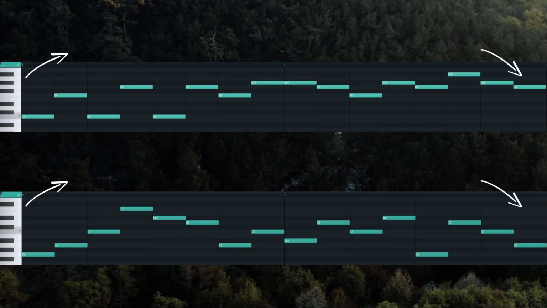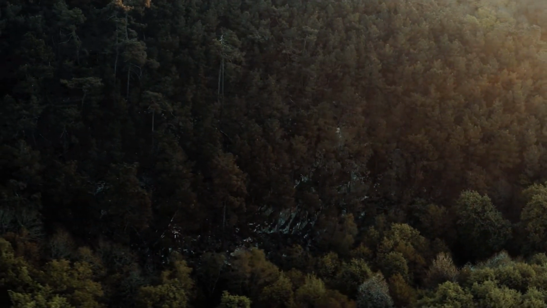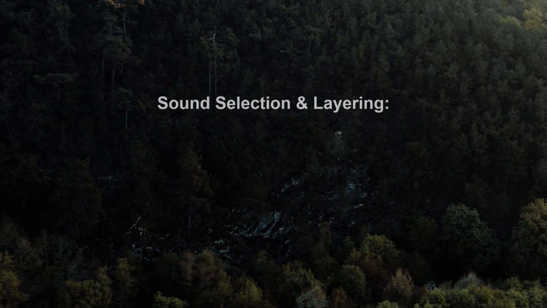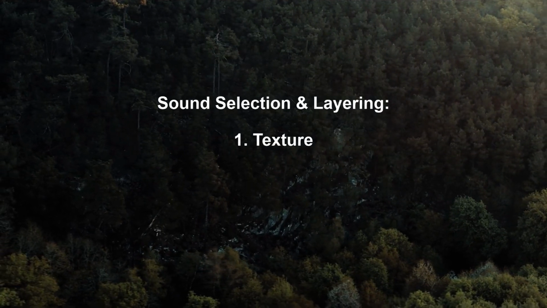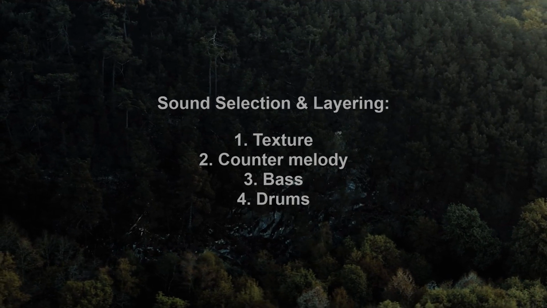Now, these two melodies do have similarities, but where we can take this idea and make it into something unlike the other beat is with our sound selection. For this, I'm going to first add texture, then add a counter melody, then some bass and some drums. So first starting with the texture.